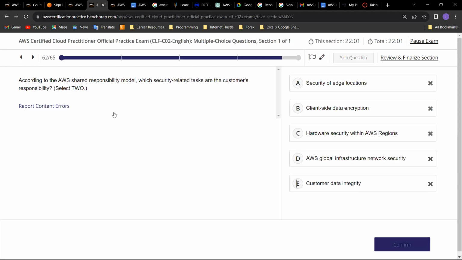According to the AWS shared responsibility model, which security-related tasks are the customer's responsibility? Select 2. So, elimination: remove anything that has to do with hardware. So B and E. Okay, so B and E.